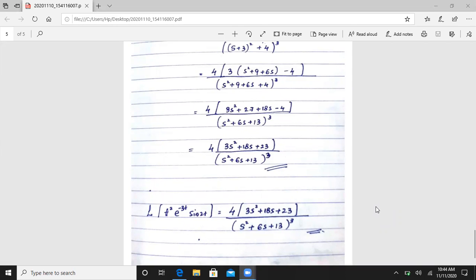Your total final resultant answer is that the Laplace transformation of t square e to the power minus 3t into sin 2t is equal to 4 into 3s square plus 18s plus 23 divided by s square plus 6s plus 13 whole cube. This is your final answer.